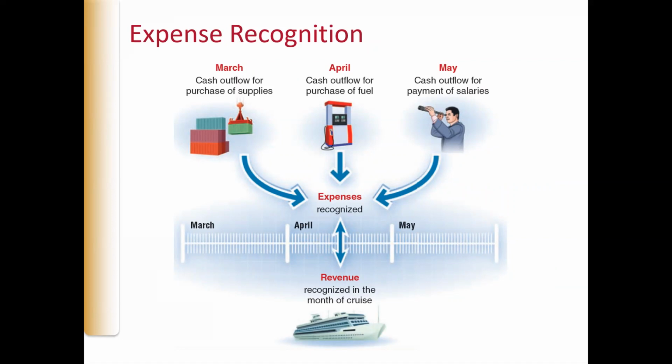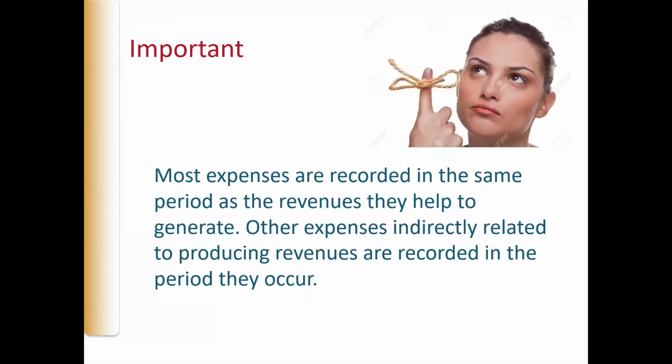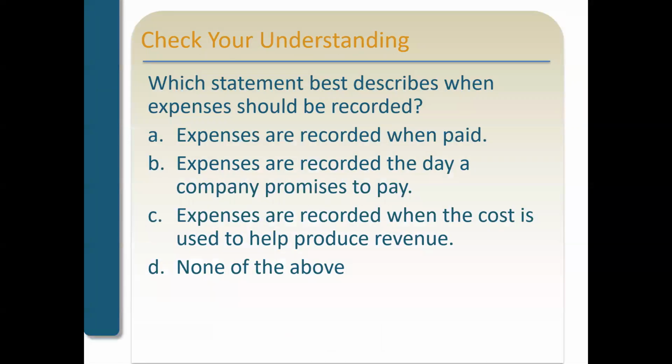The revenues are going to be recorded in April because the cruise happened then. And the expenses, even though some were paid for in March, some were paid for in April, and some were paid for in May, all of those expenses are going to be recorded in April because that's when we recorded the revenues. Most expenses are recorded in the same period as the revenues they help to generate. Other expenses indirectly related to producing revenues are recorded in the period that they occur in.